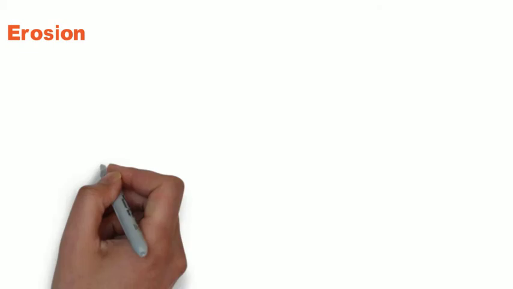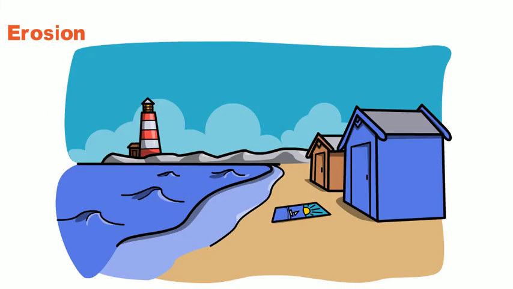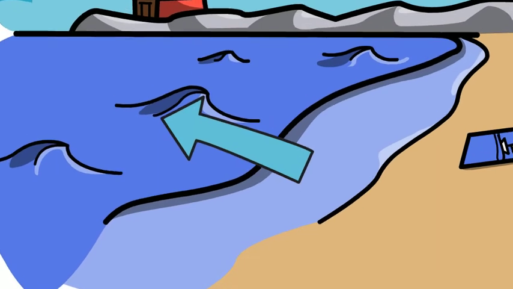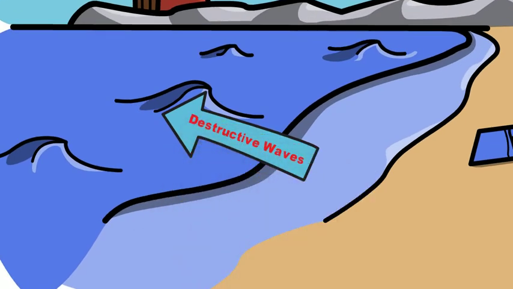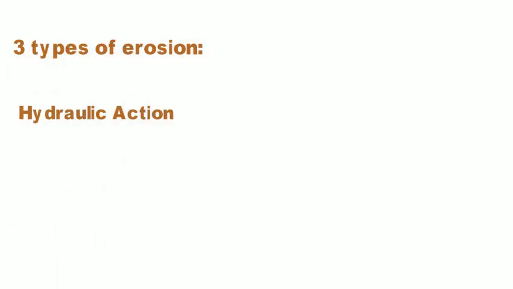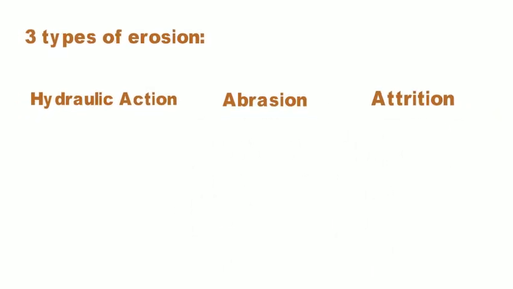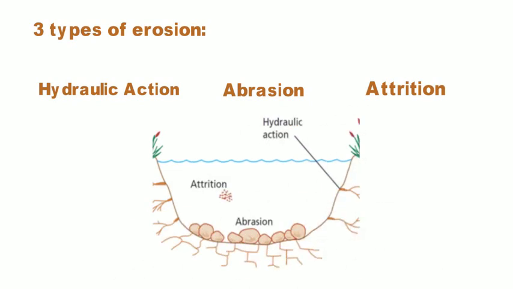Erosion is the wearing away of a rock along the coastline. Destructive waves are responsible for erosion on the coastline. There are 3 types of erosion: hydraulic action, abrasion, and attrition. Hydraulic action. This is the sheer power of the waves as they smash against the cliff, air trapped in the cracks in the rock, causing rock to break apart.